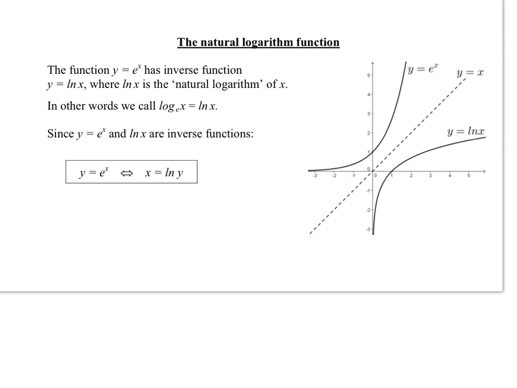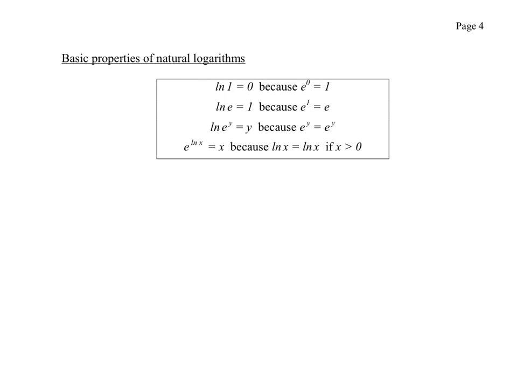And then it should come as no surprise that the same basic properties of natural logarithms apply. Ln of 1 is log base e of 1, so you think e to the power of what gives me 1? E to the power of 0. So these properties here are exactly the same properties as apply to all the other logarithms.